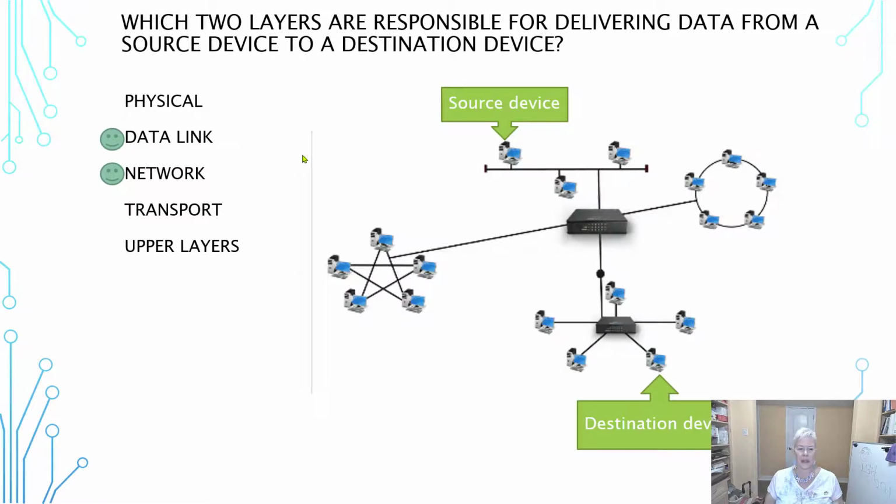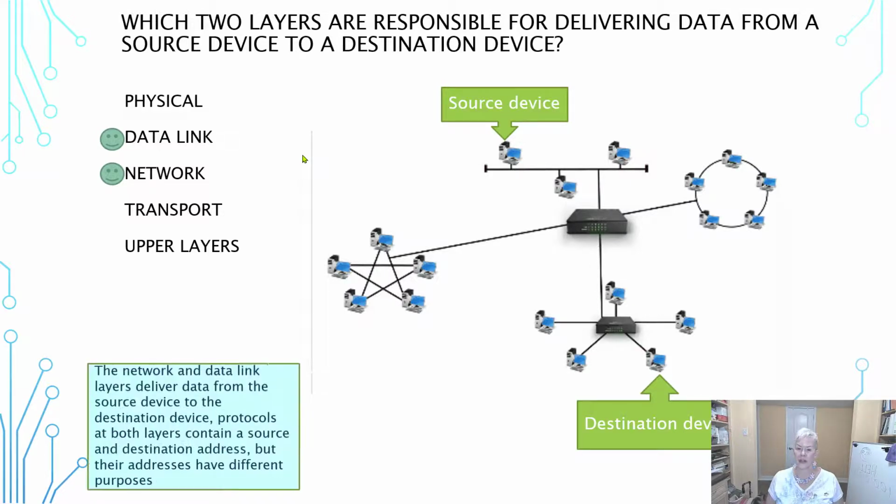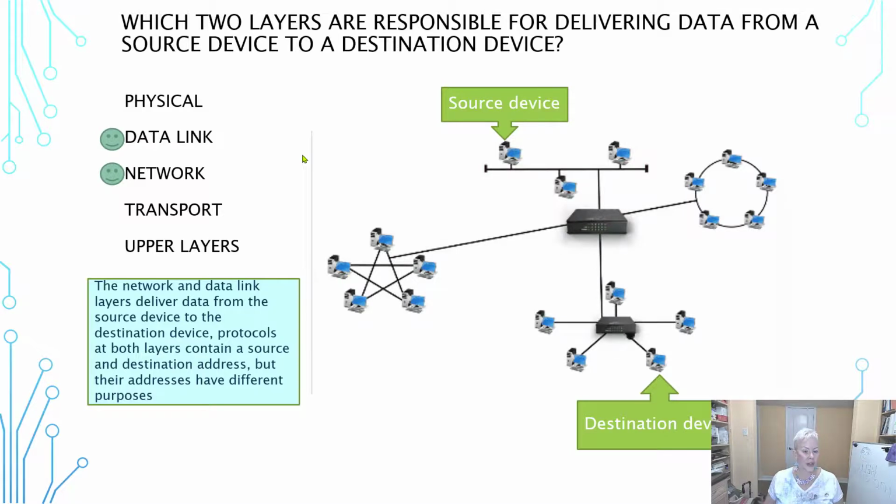The reason is because each of these have addressing associated with them. The data link layer has the source and destination MAC address, and the network layer has the source and destination IP address. These addresses are what's needed to move data through the network, kind of like receiving a postcard or a letter. You've got to have a source or a return address and the destination address. That's what's happening with the data link layer and the network layer. The network and data link layers deliver data from the source device to the destination device. Protocols at both layers contain a source and destination address, but their addresses have different purposes.